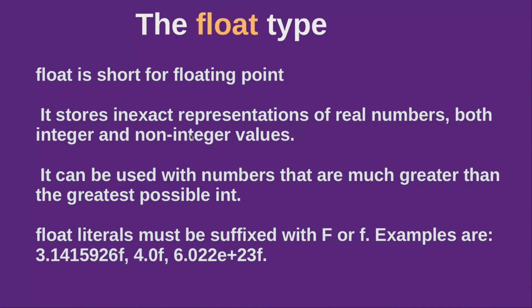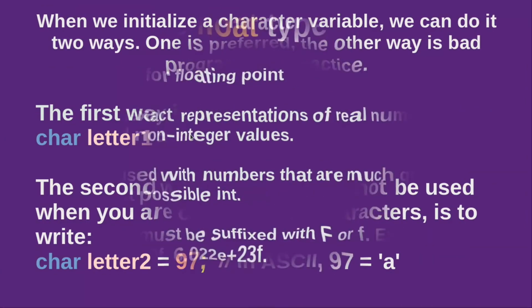Okay, the third data type is the float type. The float is short for floating point. It stores inexact representations of real numbers, both integers and non-integer values. It can be used with numbers that are much greater than the greatest possible int. Float literals must be suffixed with capital F or small f. Examples are, as you can see there. So those are some examples of float.